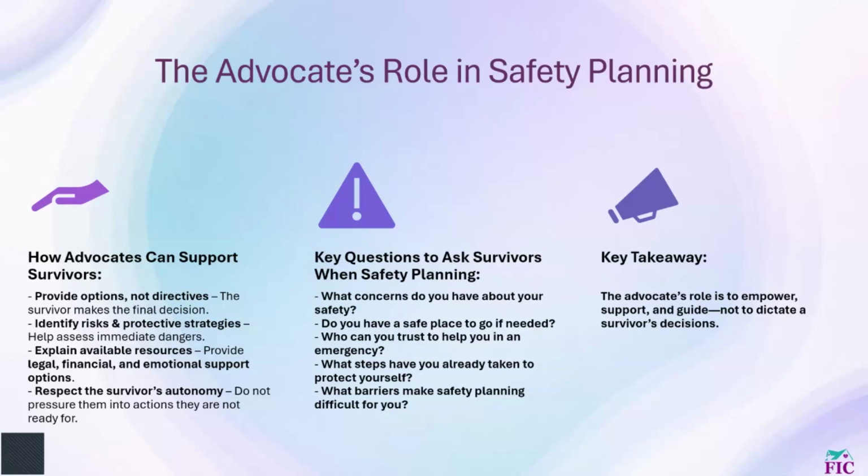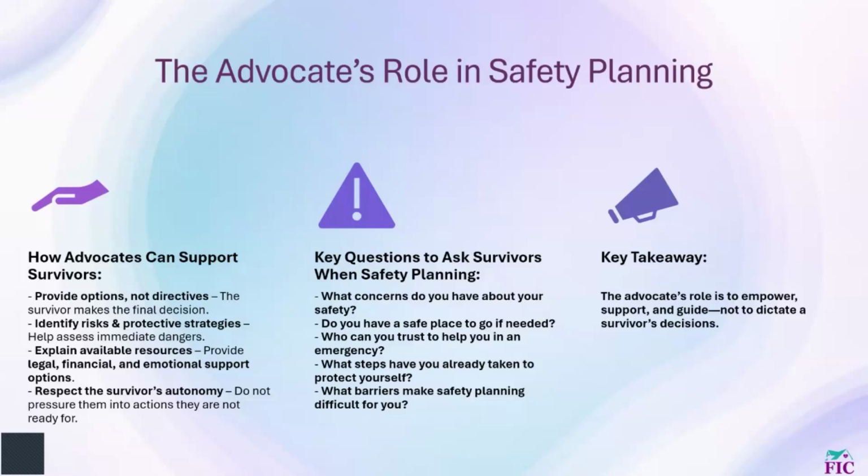Okay, identify what those risks are. So if the risk is, hey, I'm still currently living with the offender, going back home may look like that, but not going back home, let's just say the survivor has pets, they know if I don't go back home, then the perpetrator may choose to abuse my animals. So understand what those risks are to help them assess those immediate dangers. And then explain what those available resources are in the community, while respecting the survivor's autonomy.